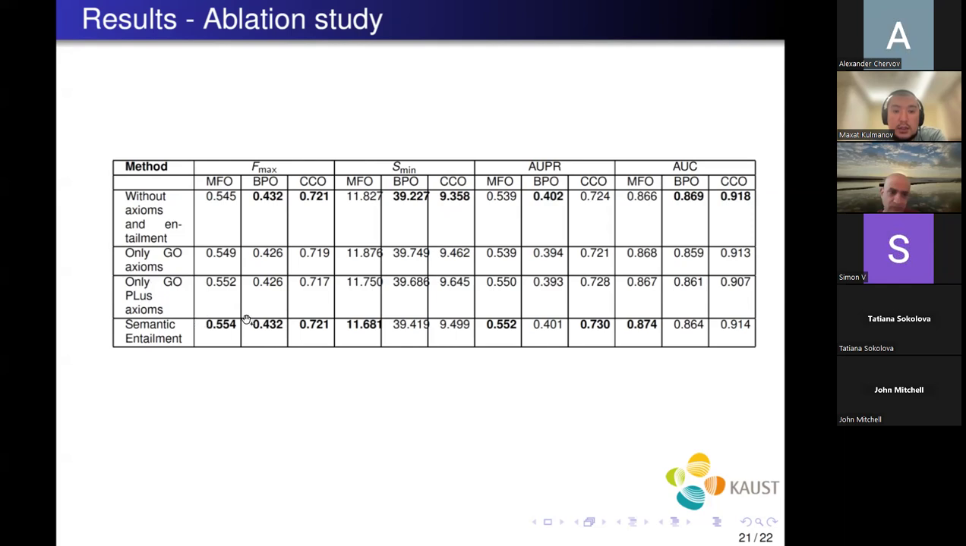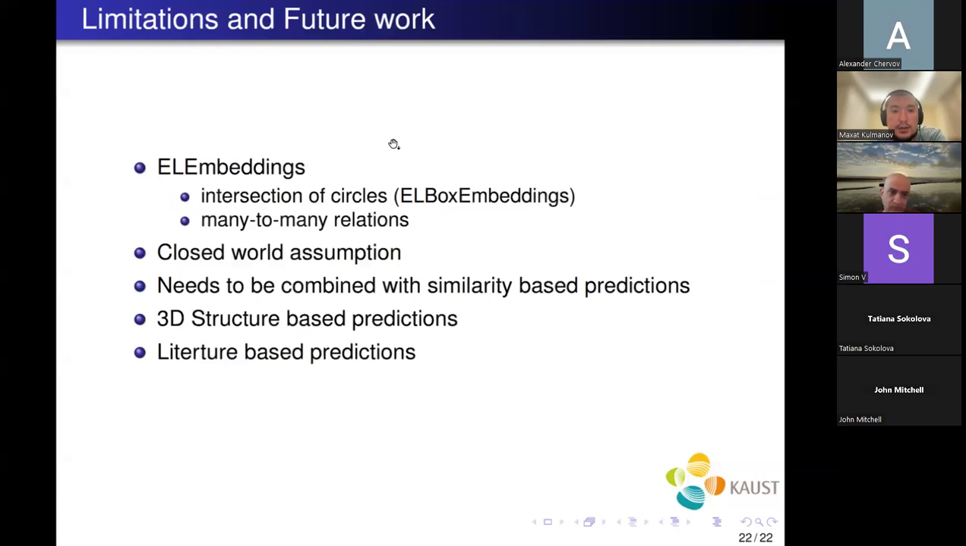So we tested without entailment and with entailment, and we see that in each component we have slight improvements, at least for molecular functions. For BPO, the axioms actually did not help much, and also for CCO. But for molecular functions, it was more clear. So yes, that's it about DeepGO-SE.